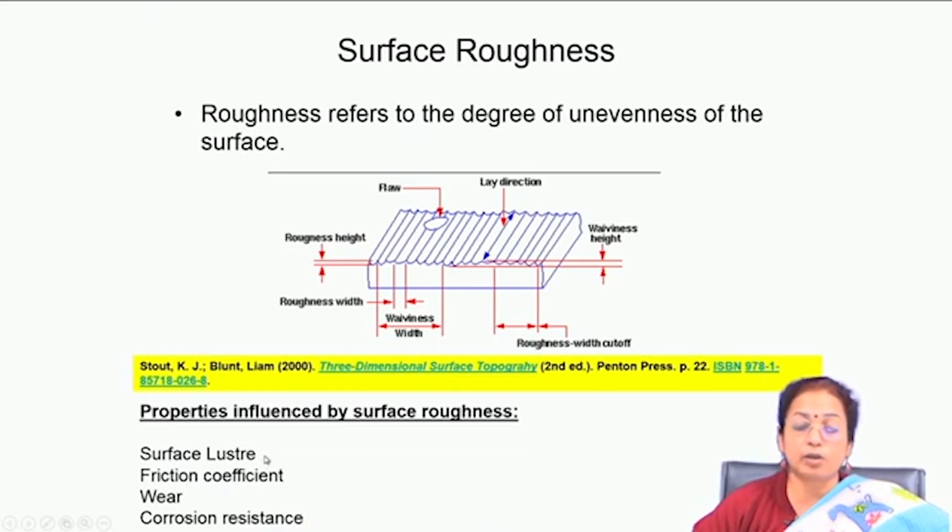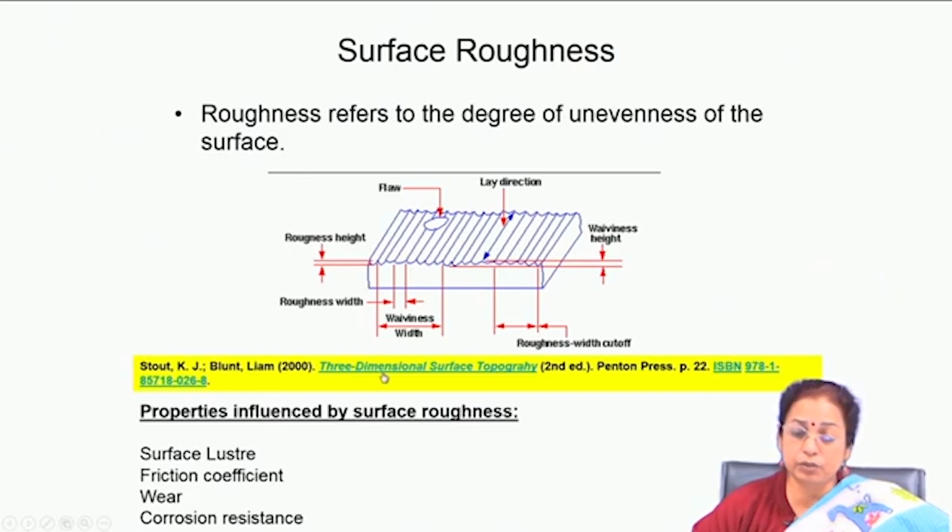Luster is influenced because the higher the roughness, the higher the scattering sites, as a result of which the surface loses its reflectivity, and luster is lost. Coefficient of friction also increases as the roughness is increased, as a result of which wear increases. Corrosion resistance is influenced because the higher the roughness, the more the exposed area, and as a result naturally corrosion will be higher.